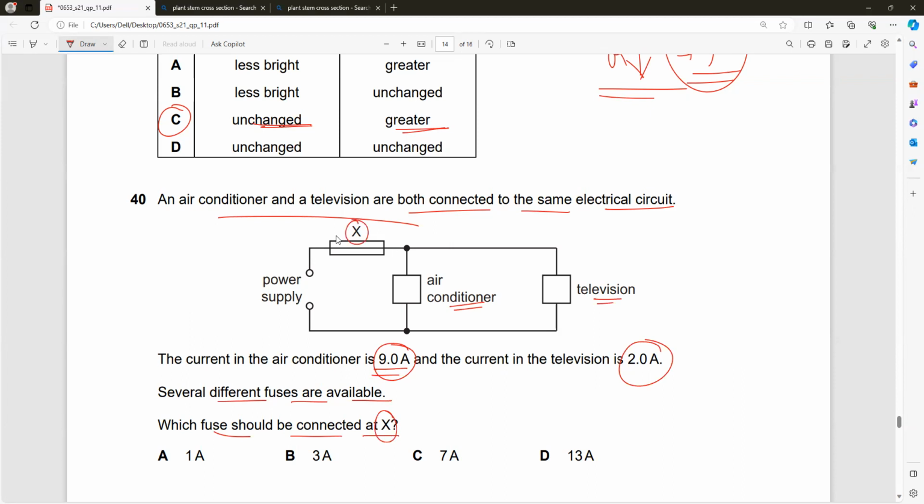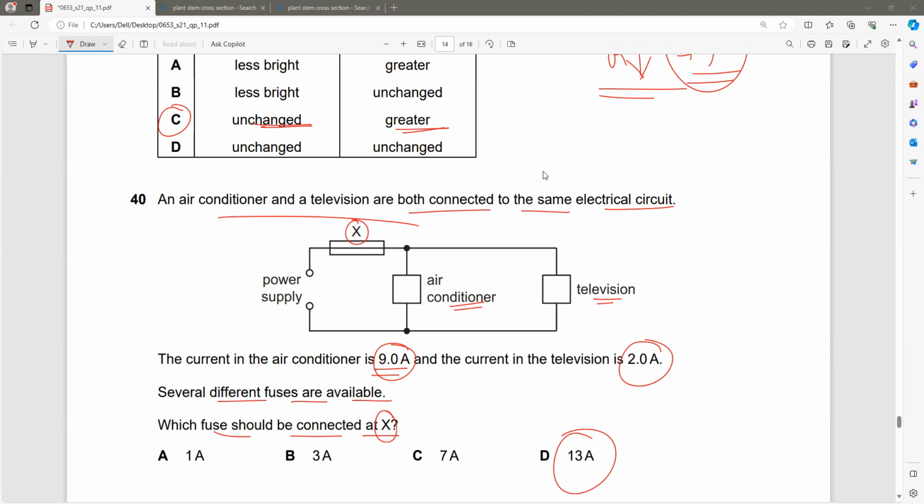Anybody? Please. What is the suitable fuse they are asking? Anyone? You need not solve this one, you can directly make it. 13 ampere. How? Anybody? Everything less than 9 ampere, sir.